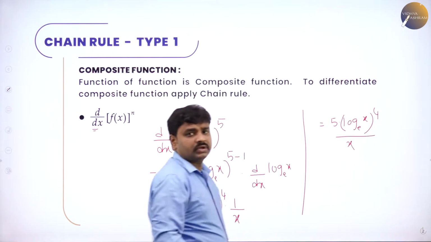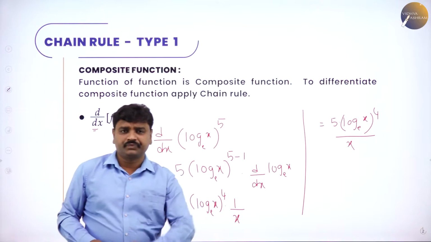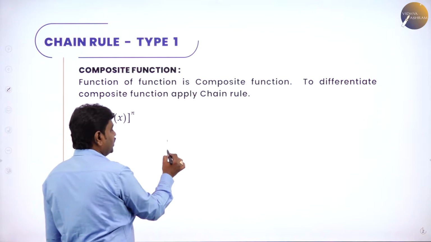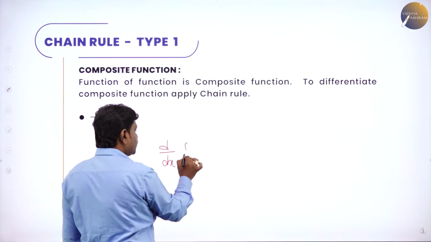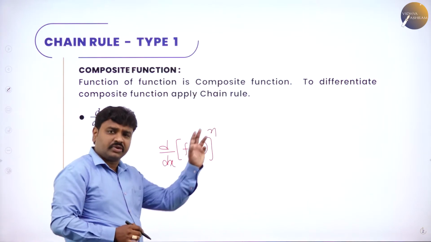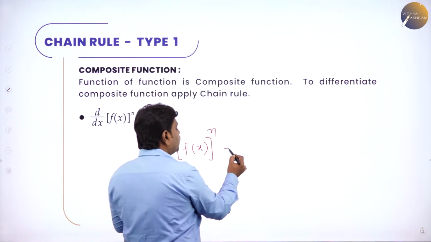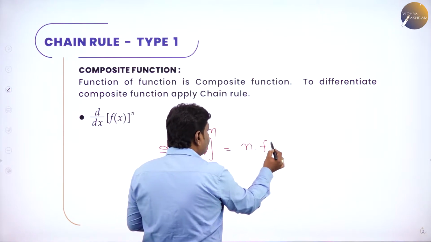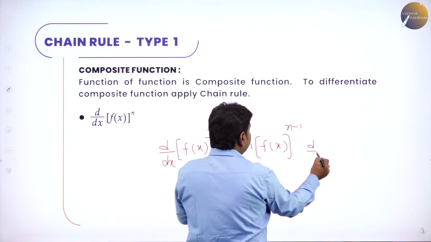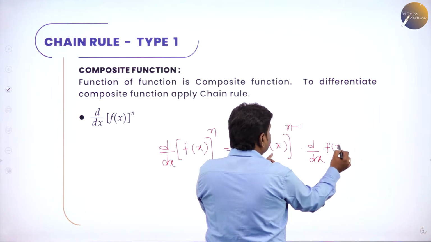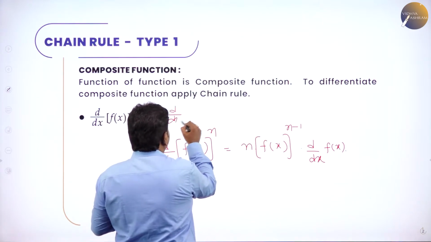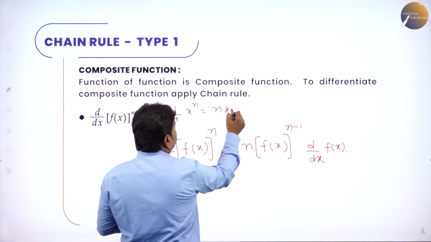This is the answer. So I hope all of you are familiar with type 1. Let me conclude type 1 and we'll go to the next one. What is type 1? d by dx of function power n. It resembles x power n. What is the derivative of x power n? n into x power n minus 1. Like that, f of x power n gives n into f of x power n minus 1 into d by dx of the internal function, which is f of x. We derive this from d by dx of x power n. What is the derivative of x power n? n into x power n minus 1.